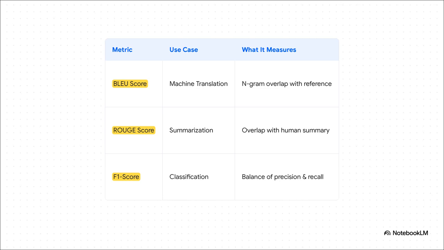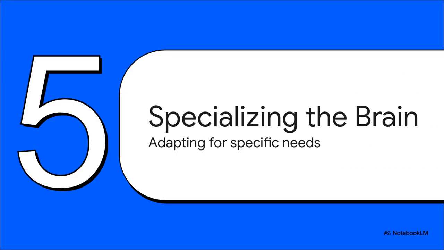You need the right ruler for the right job. For machine translation, we use a BLEU score, which compares the AI's output to a translation done by a professional human. For summarization, there's a similar metric called ROUGE. And for tasks like figuring out if a movie review is positive or negative, we use classic metrics like the F1 score to measure accuracy. Different tasks, different scorecards.